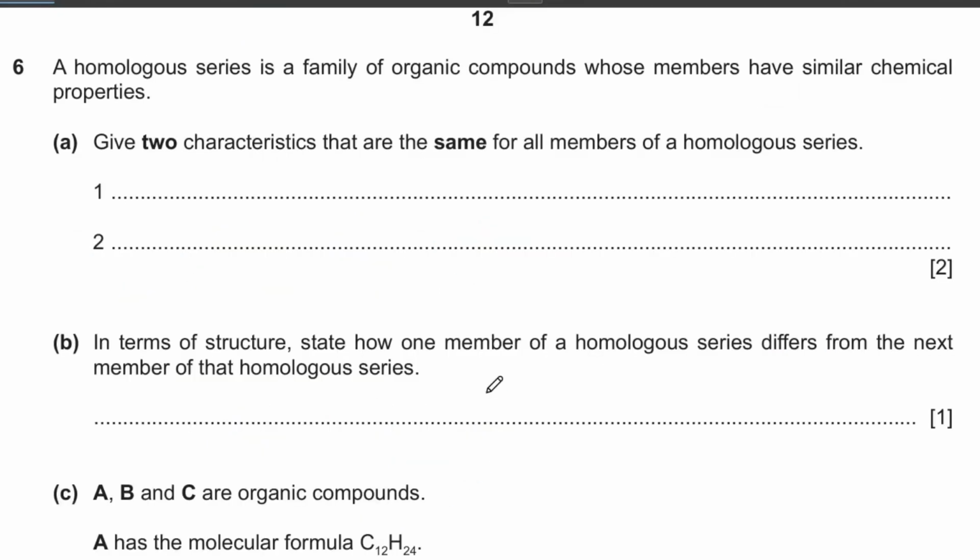Question 6, organic chemistry. So let's solve that. A homologous series is a family of organic compounds whose members have similar chemical properties. Give two characteristics that are the same for all members of a homologous series. So we have many characteristics of homologous series, but we are expected to write only two of them. So they have the same general formula and also they have the same functional group.